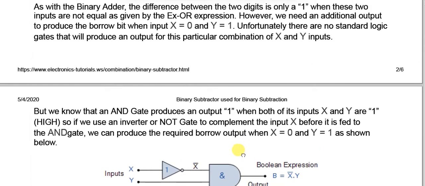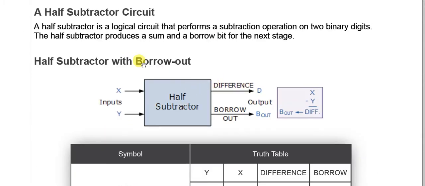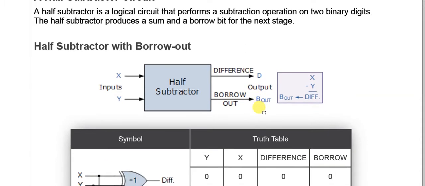Now let's see, first, the half subtractor. A half subtractor is a logical circuit that performs subtraction on two binary digits. The half subtractor produces a difference and a borrow bit for the next stage. So we have the two inputs X and Y, a difference output and a borrow output, X minus Y.